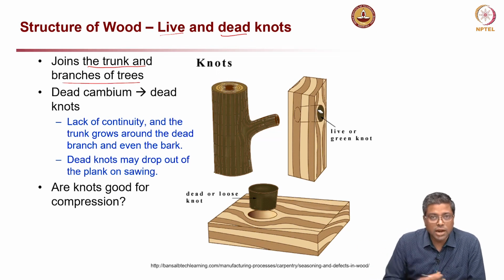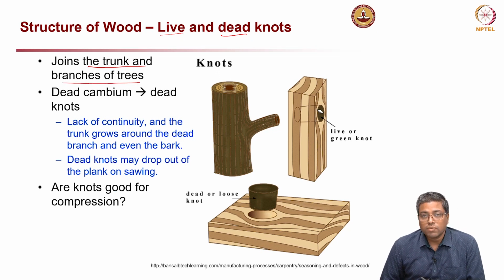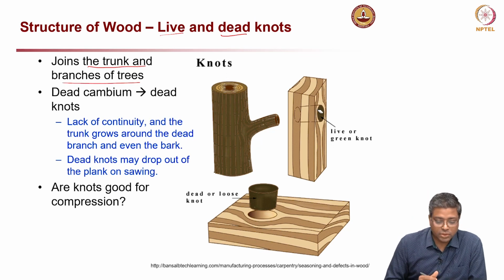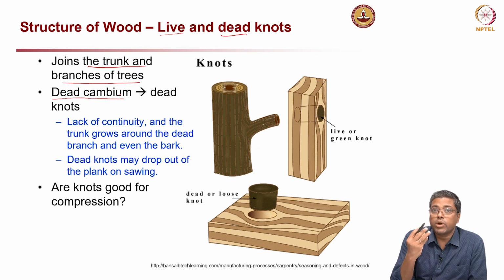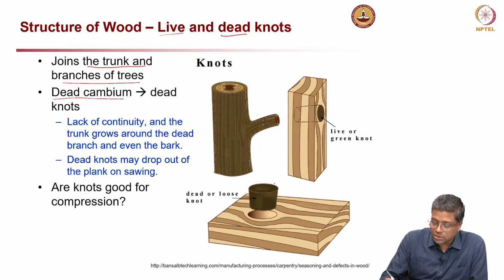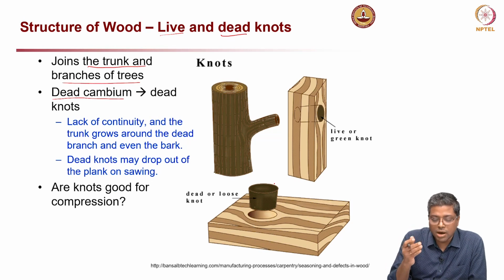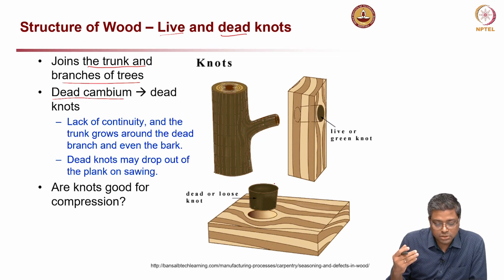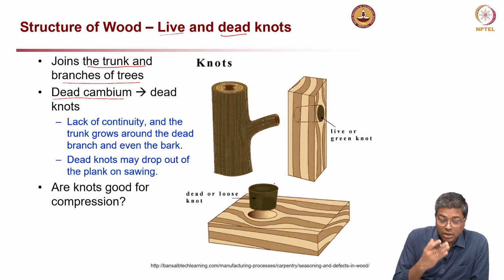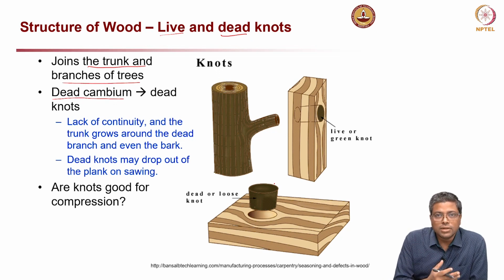So, if you just try to pull it out, it will come off. Okay. Now, this has a problem, or wood or timber with this kind of knots may not always be good when you look at mechanical behavior. What happens is the cambium, which is the growing part of the wood, like I said, is a thin layer between the bark and the sapwood.